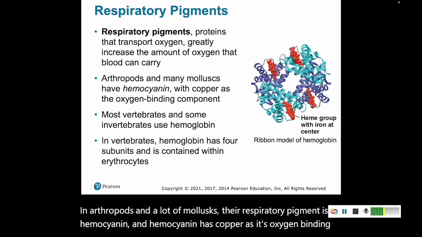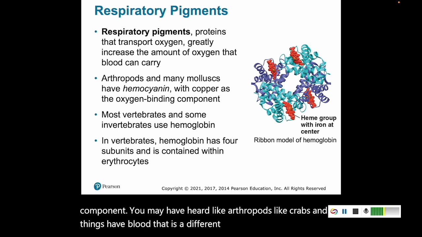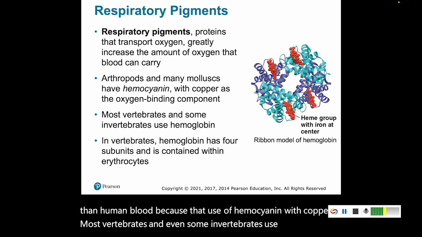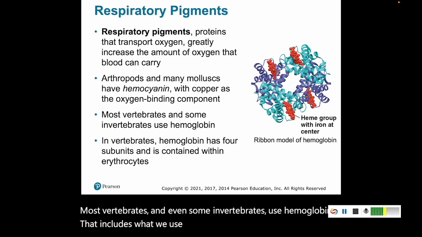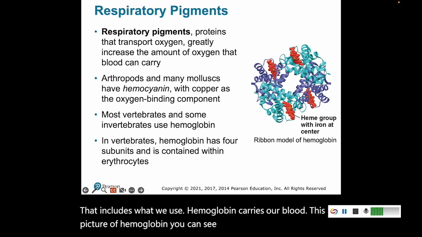You may have heard that arthropods, like crabs, have blood that is a different color. It's slightly different than human blood because of that use of hemocyanin with copper. Most vertebrates and even some invertebrates use hemoglobin. That includes what we use. Hemoglobin carries our blood. This is a picture of hemoglobin. You can see it's made of 4 subunits.